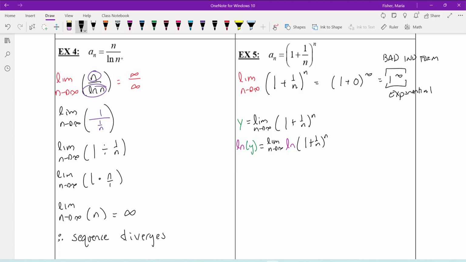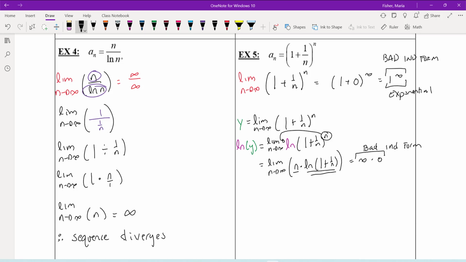Now we get to use our power to product rule and take this n and have it multiply the natural log. So this is equal to the limit as n goes to infinity of n times the natural log of 1 plus 1 over n. Well, now what am I looking at? This is going to equal infinity times the natural log of 1 plus 0, or the natural log of 1, which is 0. This is still a bad indeterminate form.